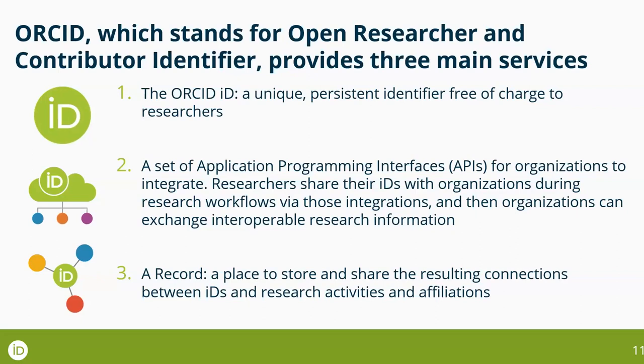And organizations can exchange different research information between systems using our API. And of course, just an ID alone is not enough. So we also have the ORCID record, sometimes called the ORCID profile, attached to the ID. ORCID is a place to store and share those different connections between IDs, research activities, and affiliations.